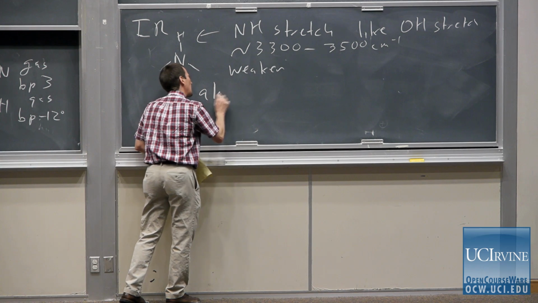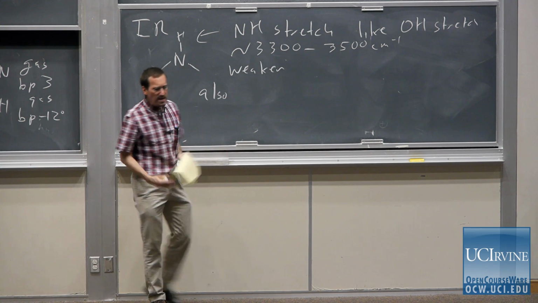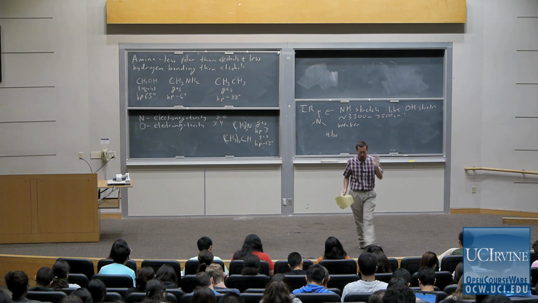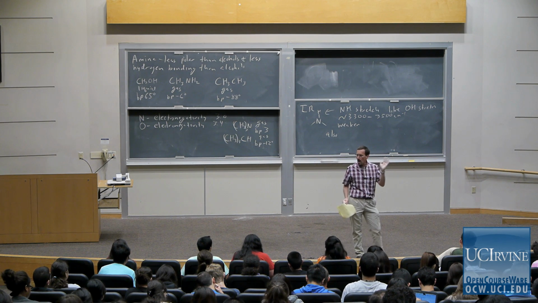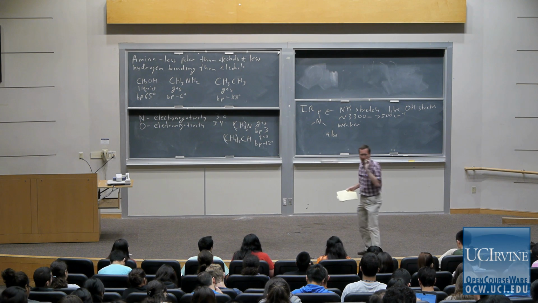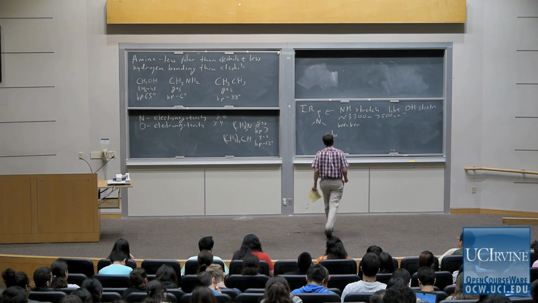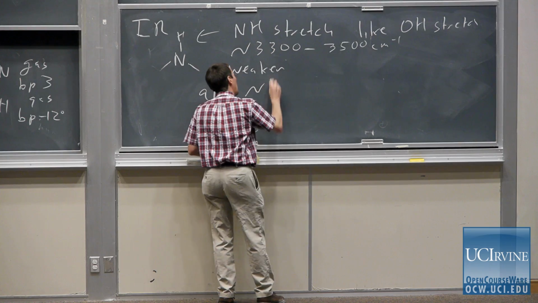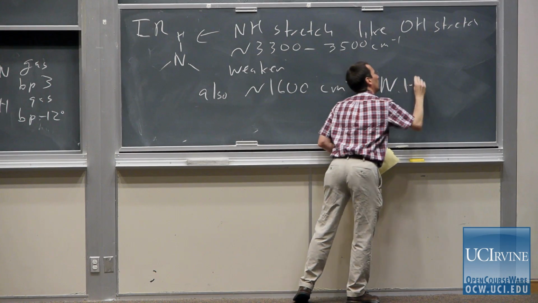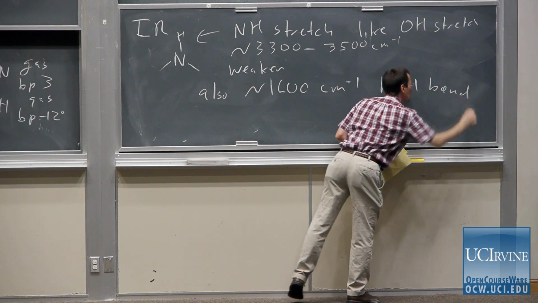The other thing, and your textbook doesn't mention this, when I read an IR spectrum, I generally look at the region from about 1600 on up. Right at the very bottom of that region, there's an NH bend. And so it's right at about 1600, and it's just below it.